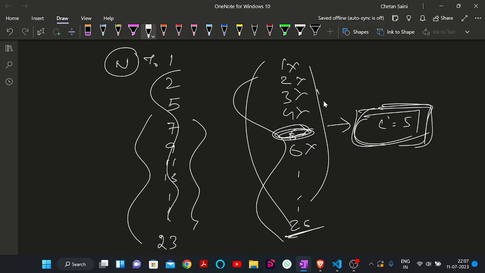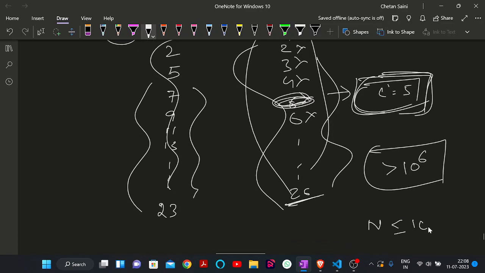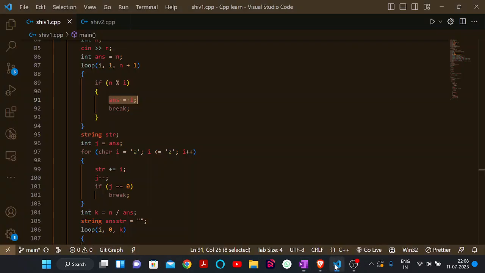And if you multiply all of these, you will get a multiplication that will be more than 10 to the power 6. And in the question we are given that the value of n will be less than 10 to the power 6. So basically that is saying the final answer which we are getting, the number of distinct characters in our string, will be less than or equal to 26 in all conditions.